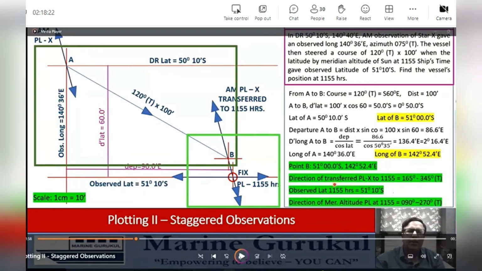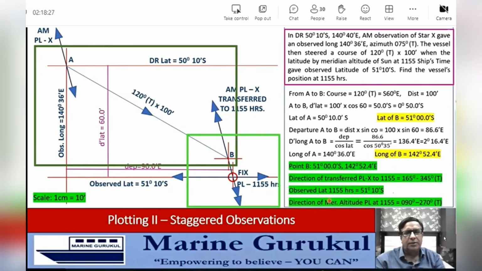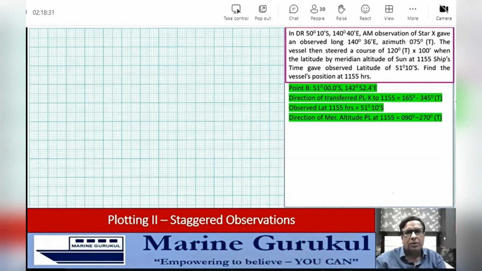Second one being drawn by latitude by meridian altitude method, direction being east-west. Now, having got the point through which to draw the transferred PL, that is point B at 1155, and also having enough information to be able to plot the 1155 observed PL, we can now get the position at 1155. Now, DLAT from the latitude of point B, which is 51 degrees south, to observed lat, which is 51 degrees 10 minutes south, is 10 minutes south.